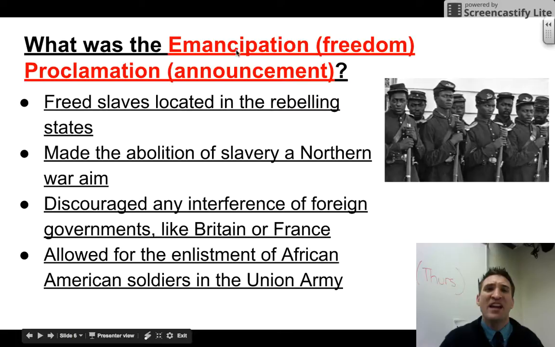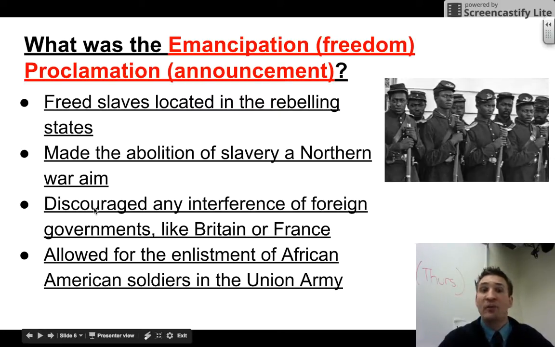What was the Emancipation, which means freedom, Proclamation, which means announcement? It was a freedom announcement. It did 4 things. First, it freed slaves located in the rebelling states. Slaves that lived in the Confederacy were no longer slaves. They were freed. Second, the Emancipation Proclamation made the abolition of slavery a Northern war aim. It was officially a goal.